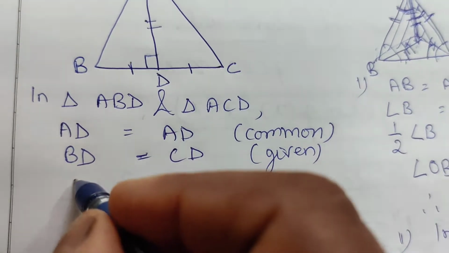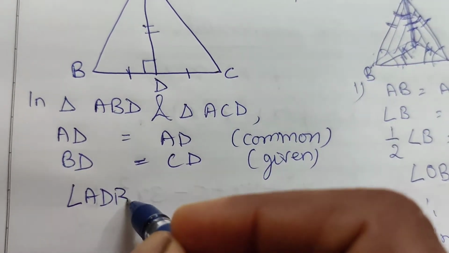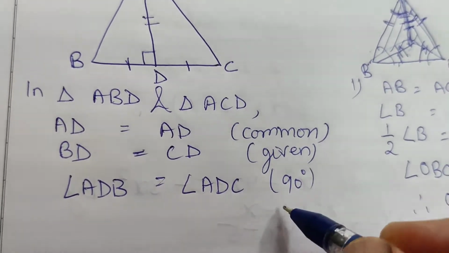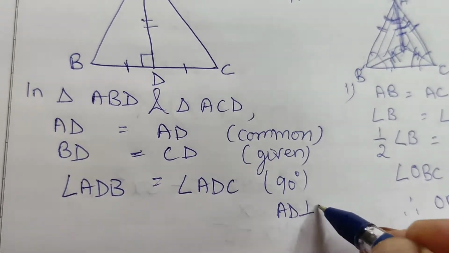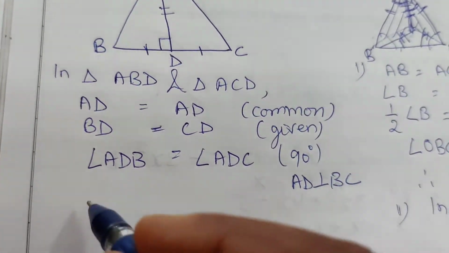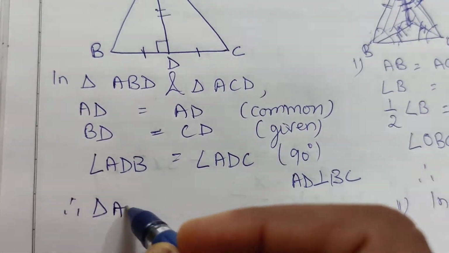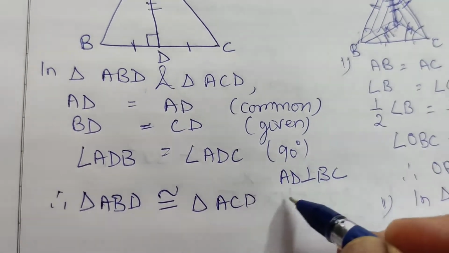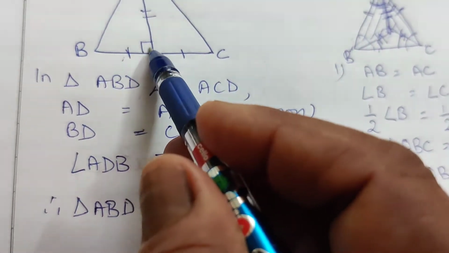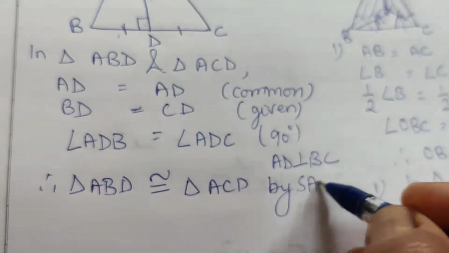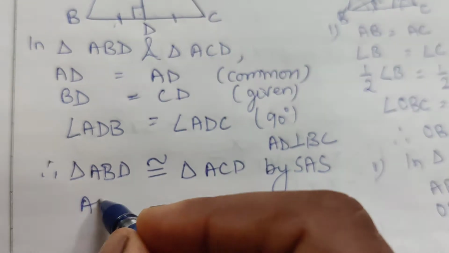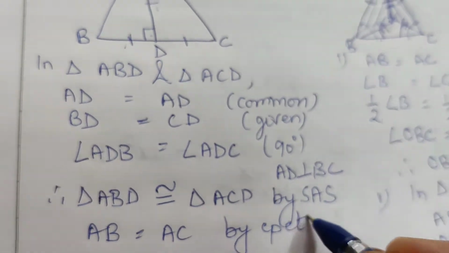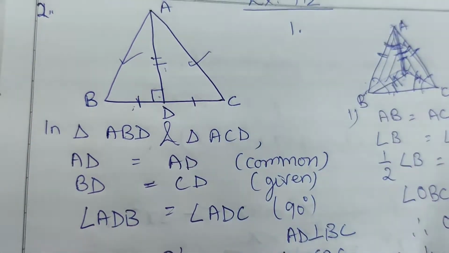And angle ADB equals angle ADC, 90 degrees, since AD is perpendicular to BC. Therefore, triangle ABD is congruent to triangle ACD by which criteria? SAS criteria. Again, AB equals AC by CPCT.